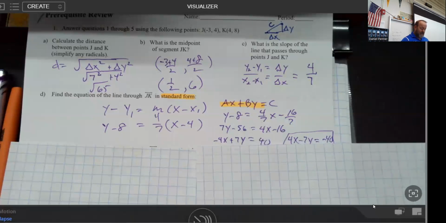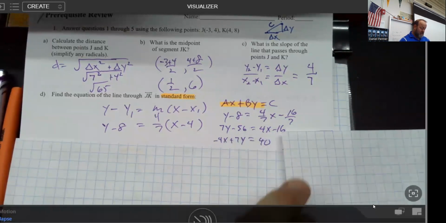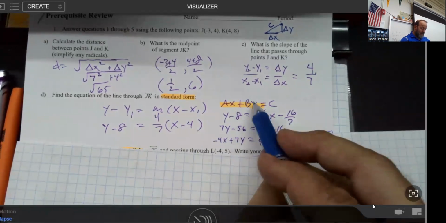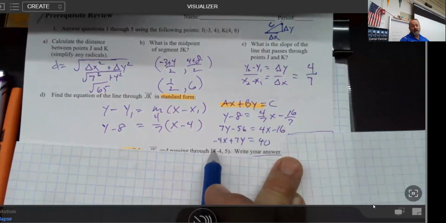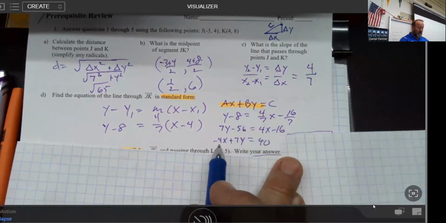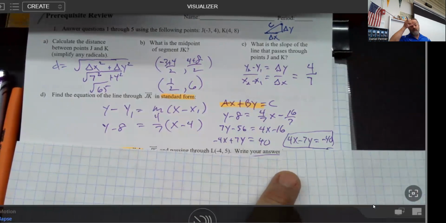So that's where I got this line right here, 7y minus 56, and then 4x minus 16. I had to bring the x to the other side because remember it says x and y are together. So when I brought the x across, it became negative. But we have one last problem, and that is this x value has to be positive. So if I multiply through by a -1, I would have positive 4x minus 7y equals -40.